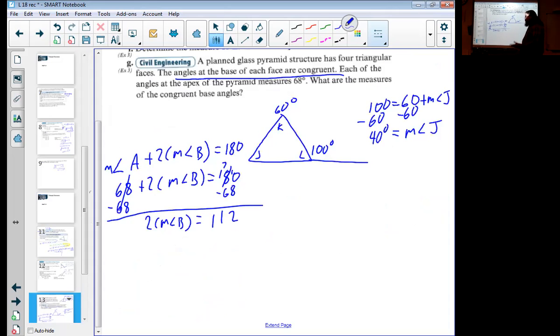Now to get rid of a multiply by 2, we divide by 2. We have the measure of the base angle is equal to 112 divided by 2. 1 divided by 2 is 0, 11 divided by 2 is 5, with a remainder of 1. 12 divided by 2 is 6. The measure of the base angle is 56.